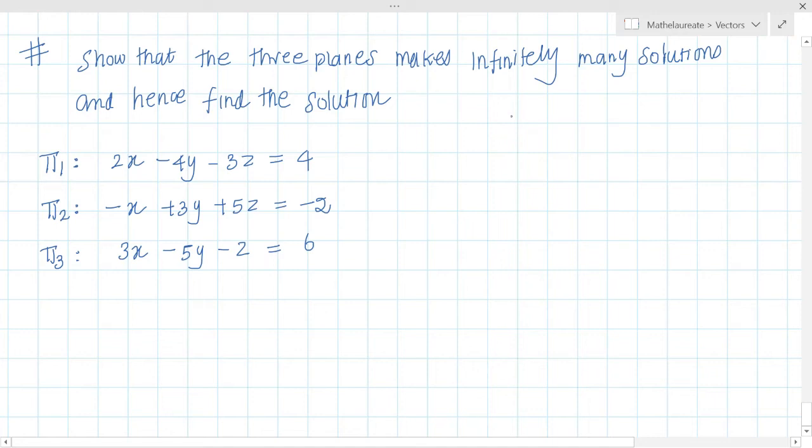In this lesson, let us see an example of three planes that make infinitely many solutions, and let's see how to find that solution. The question is: show that the three planes given below make infinitely many solutions, and find the solution. The plane equations are: the first plane is 2x minus 4y minus 3z equal to 4. Pi 2 is minus x plus 3y plus 5z equal to minus 2. And the third plane equation is 3x minus 5y minus z equal to 6.